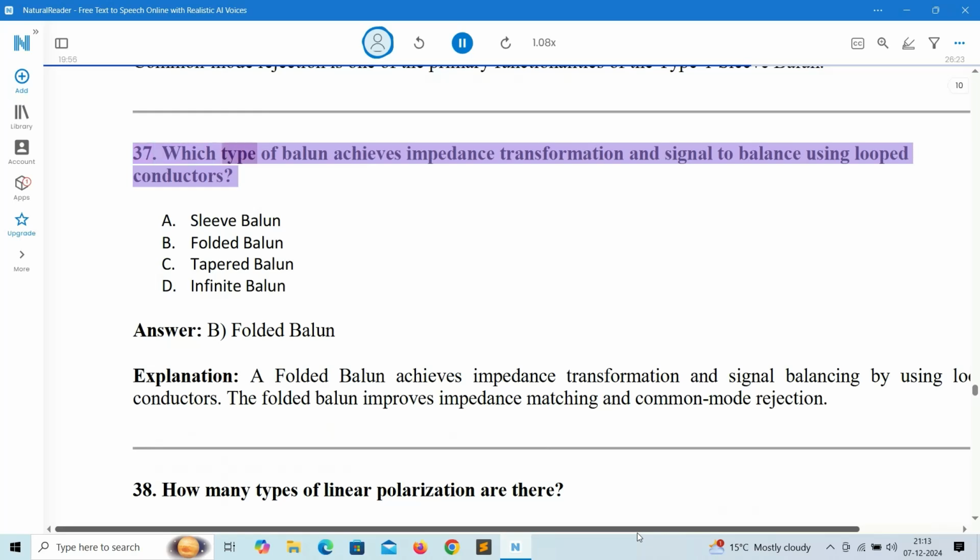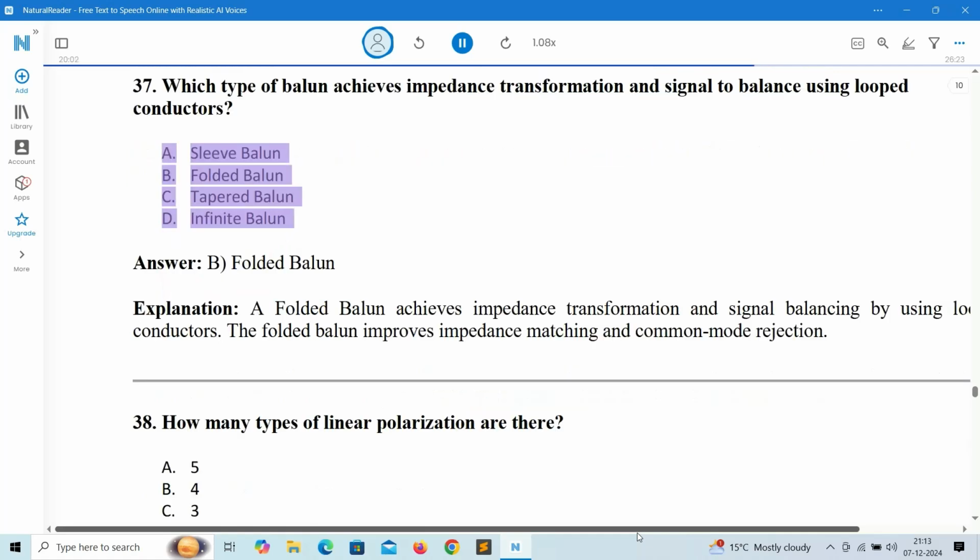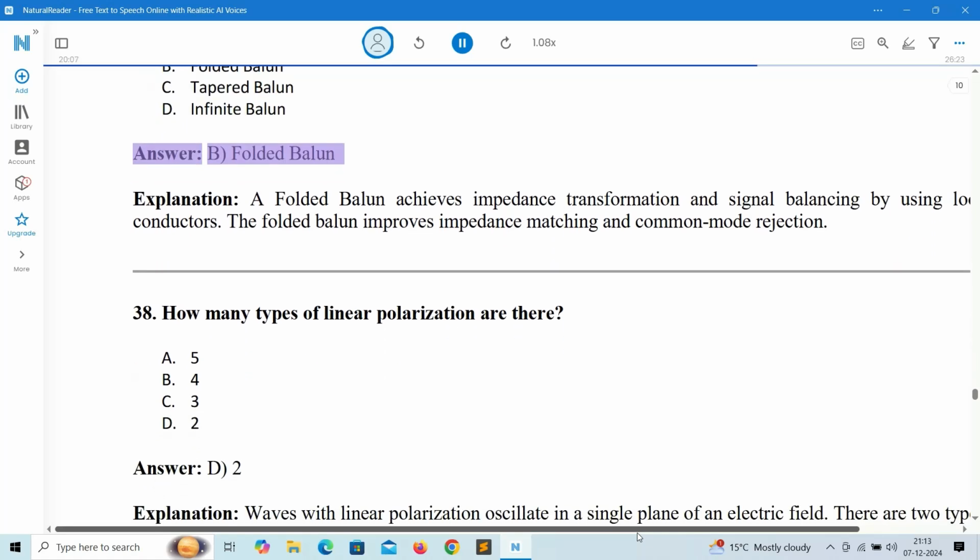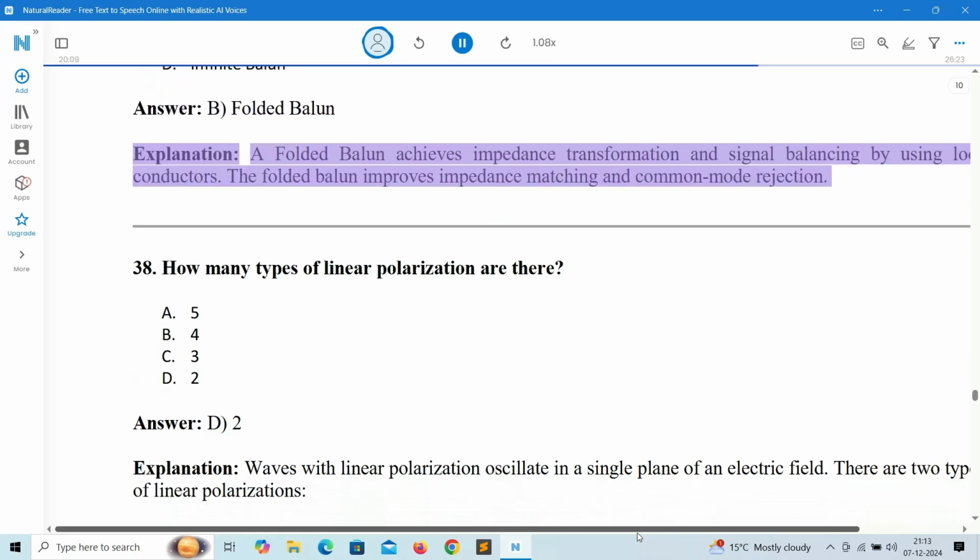37. Which type of balun achieves impedance transformation and signal balance using looped conductors? A. Sleeve balun B. Folded balun C. Tapered balun D. Infinite balun. Answer: B. Folded balun. Explanation: the folded balun achieves impedance transformation and signal balancing by using looped conductors. The folded balun improves impedance matching and common mode rejection.